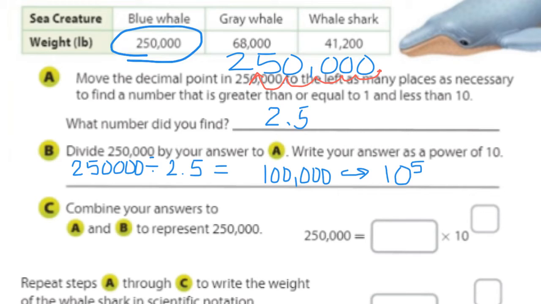Now it says to combine your answers to A and B to represent the 250,000. So part A goes here and part B goes here. So part A was 2 and 5/10. Part B was 10 to the 5th power. So 250,000 can be written as 2 and 5/10 times 10 to the 5th power.